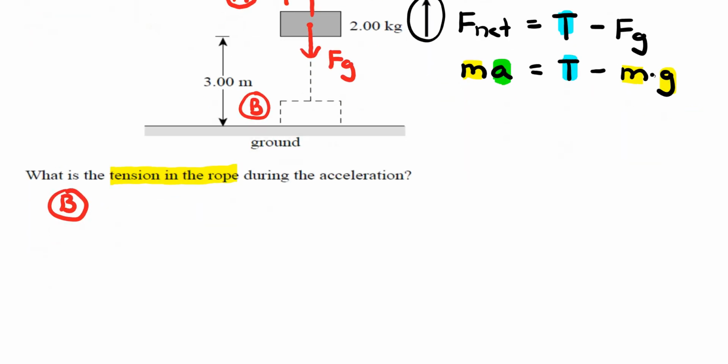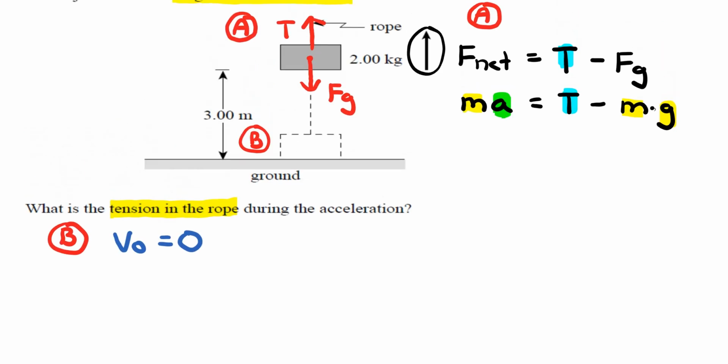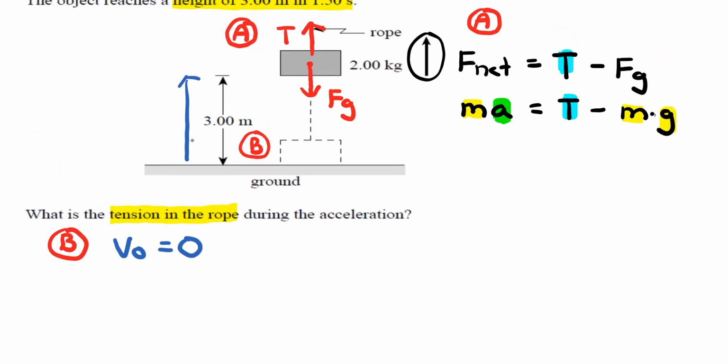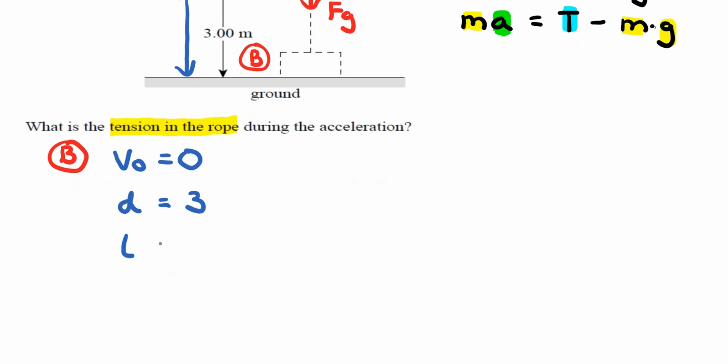So if we're initially at rest, we know the initial speed is going to be 0. And we know that it's reached a height of 3 meters. So the distance here is going to be 3 meters. And that's also done in about 1.5 seconds. So the time here is going to be 1.5 seconds. And our goal right now is that we want to find the acceleration given all this information, the initial speed, the distance, and the time.